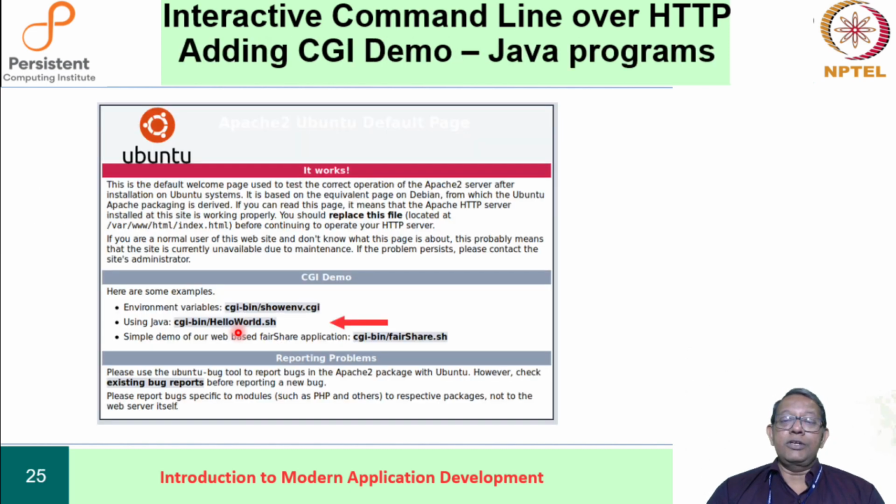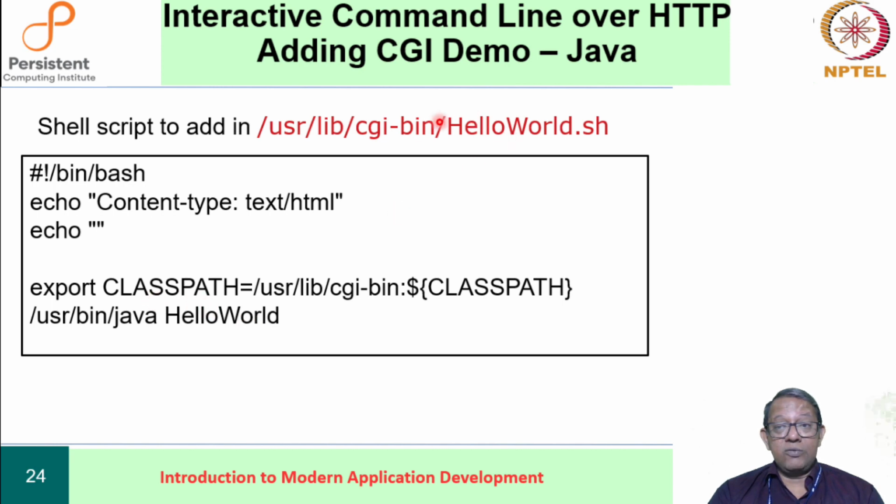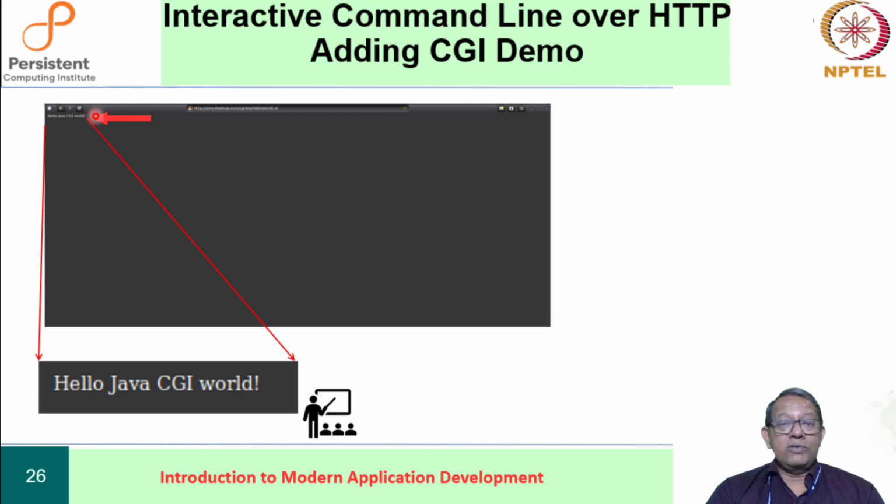The final thing that you now need to do is, in your index.html, create this link. Recall that when you press this particular link, the hello world.sh script is the one that will be executed. And this script in turn will execute the actual hello world program. And when you do that, your browser will show you the output, hello world, hello Java CGI world, like this. But because it's in a browser, we have magnified it and shown it over here.